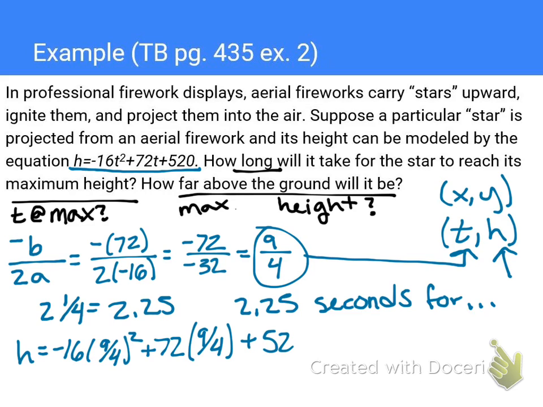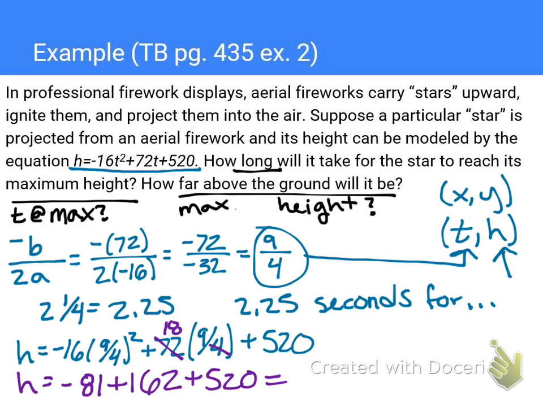Okay, and I basically just have a lot of arithmetic now. So 9/4 squared, I get 9/16, and the negative 16 times 9/16, the 16s will cancel out, so I'm just left with negative 9 squared, which is negative 81. Okay, then the 72 times 9/4 I can reduce. I can divide 72 by 4 and get 18. So this is just 18 times 9, which would give me positive 162. And then the plus 520. Adding those together, negative 81 plus 162, I get a positive 81 plus 520 gives me 601. Okay, so 601 feet. So I would say that the max height is 601 feet above the ground.